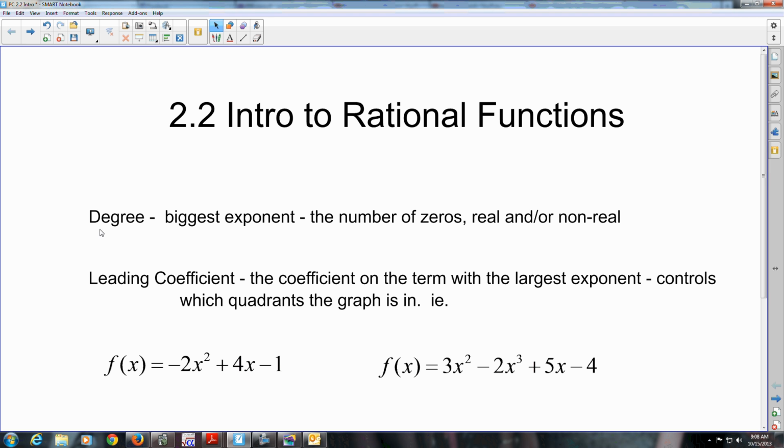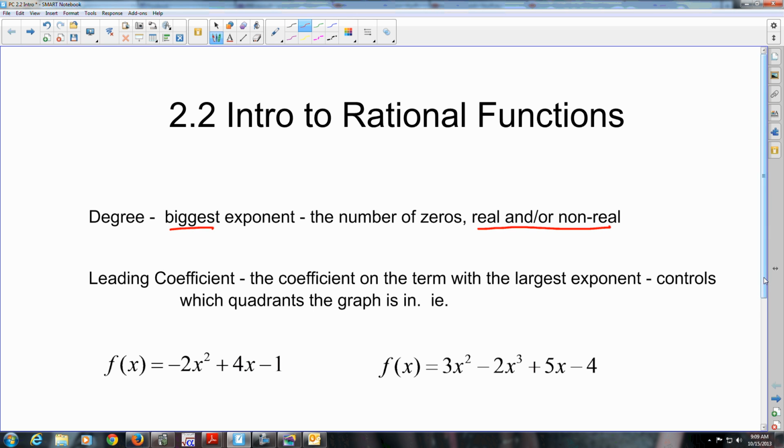Okay, degree is the biggest exponent. It's also going to be the number of zeros that your graph potentially has, whether they're real or non-real. The leading coefficient is the coefficient on the term with the largest exponent, or the biggest exponent. It controls which quadrants the graph is in.